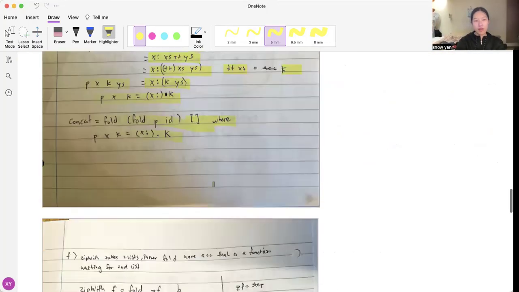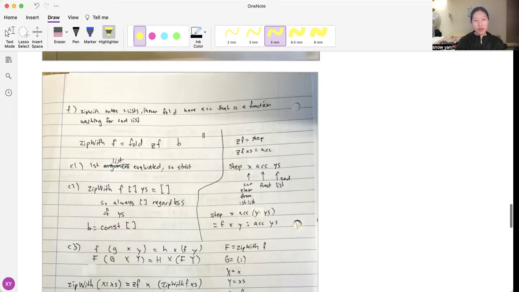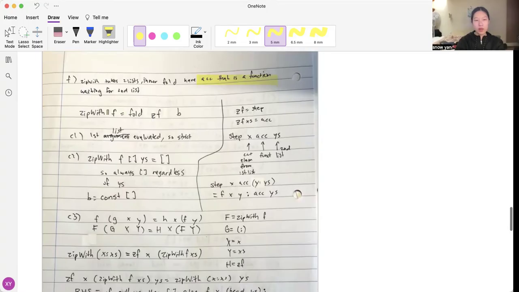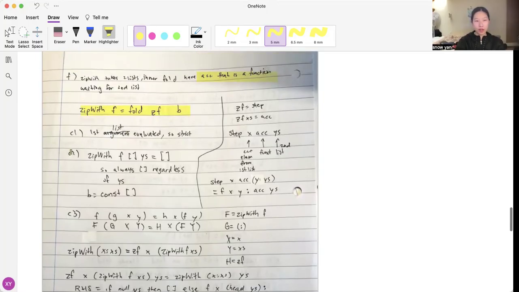So, okay, if we're trying to write that, we're probably just going to have to also find an accumulator that is also a function, right? Because, yeah, we have two lists. So we're going to write it ideally in this form. Zip with f is equal to fold of some function with b. We're going to call it zf. Condition one, first list evaluated, so strict. Okay, yeah, that's true.